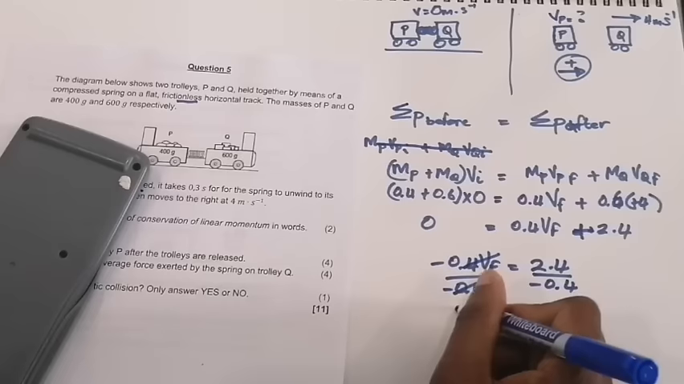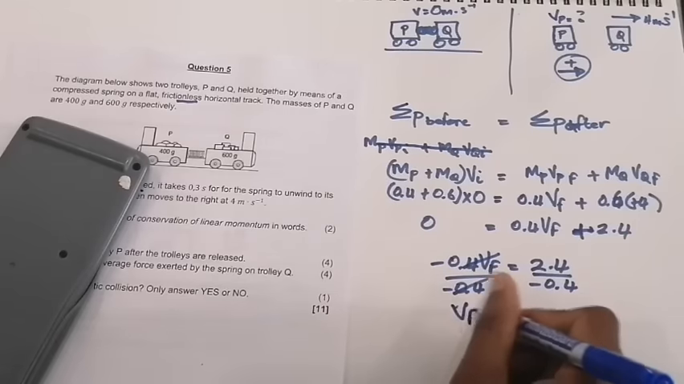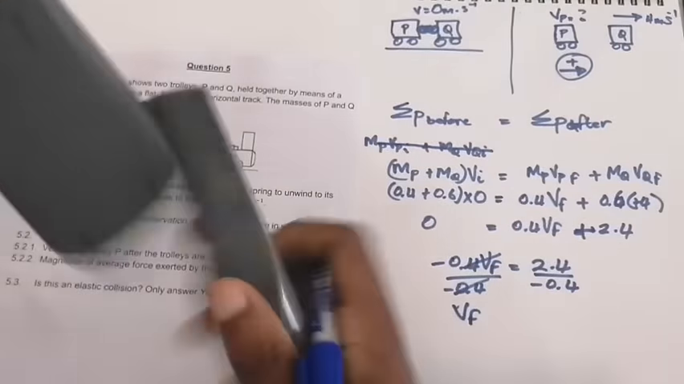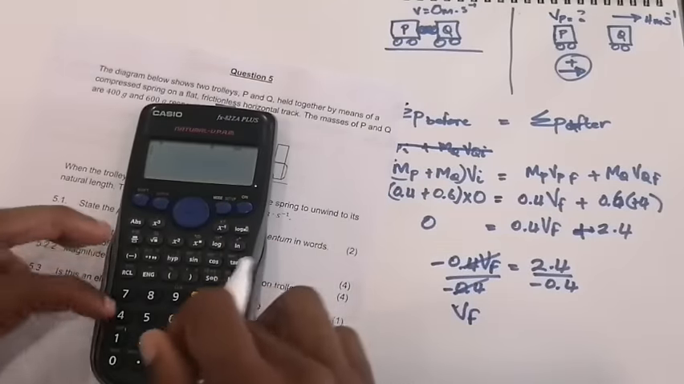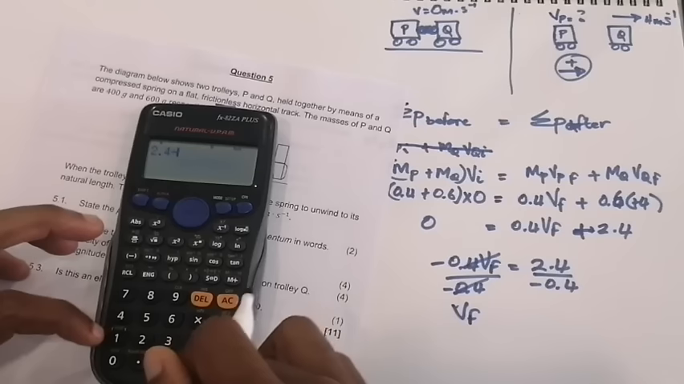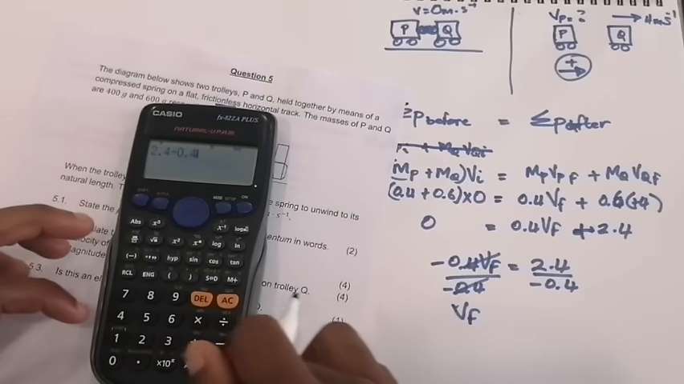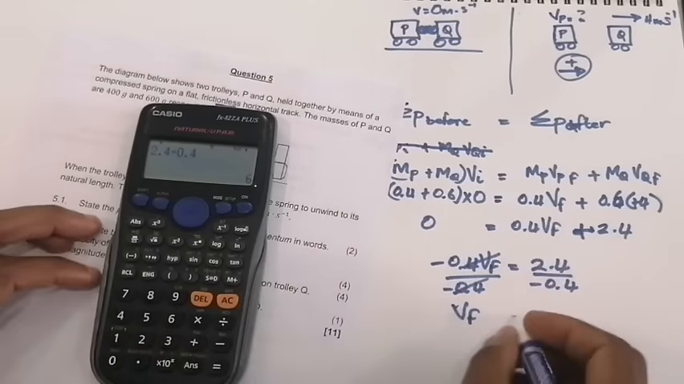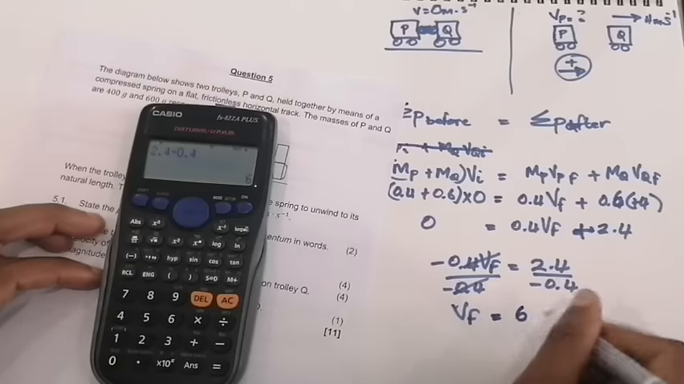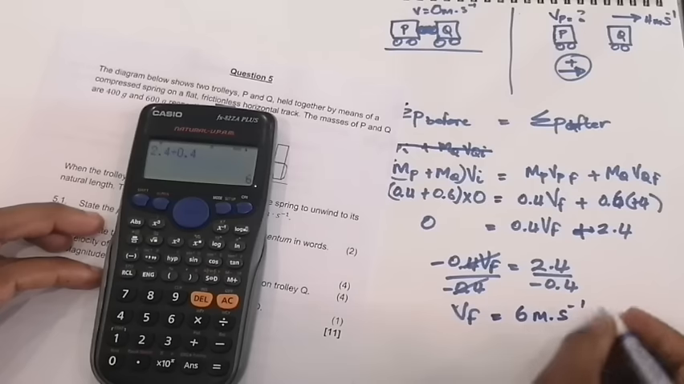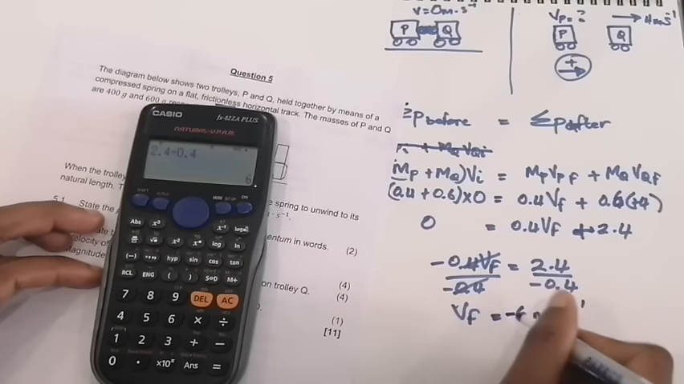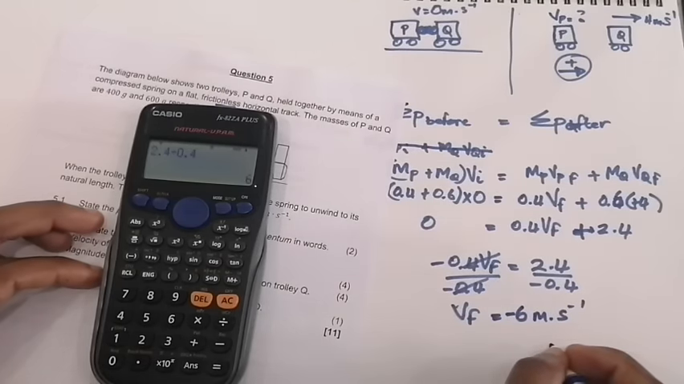Okay, and that gives us VF. Take a calculator again. Actually, I should have left it open. So that's 2.4 divided by 0.4. And that gives us 6. So look at that, we get a negative 6 meters per second.